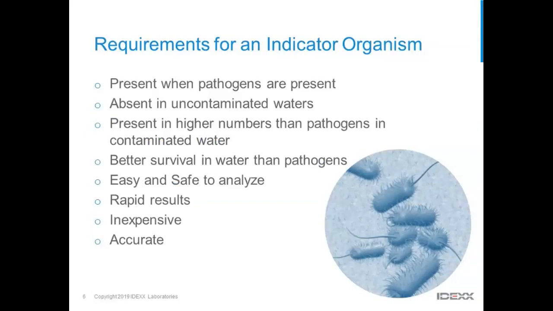They should be present in high numbers in the contamination event. So when it comes to viruses and other pathogens, they can tend to be in concentrations that are lower and makes it a little more difficult to find. So a good indicator would be an organism that would be found in high numbers at the same time that these pathogens would be found.